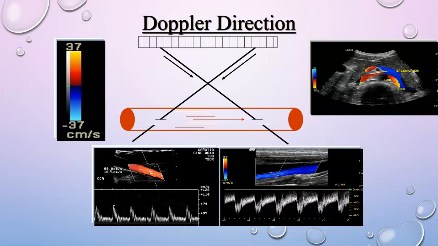With Doppler direction, if we don't invert our flow, then flow above the baseline is demonstrated as going up, and flow away from the transducer is going down below the baseline. So let me repeat that. Flow towards the transducer, so flow coming in and going towards the transducer, is going to be projected going up above the baseline, and flow away from the transducer, in this case over here, is going to be projected going down below the baseline.